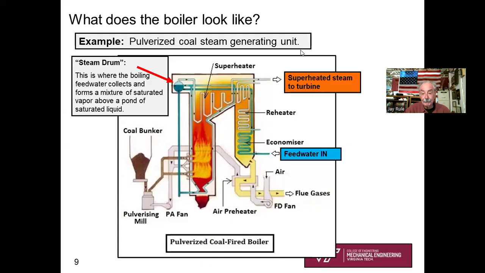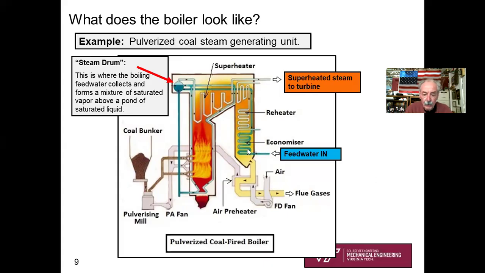Now, this is an example of a huge piece of equipment. This is an example of a pulverized coal steam generating unit. So this would be much higher Q dot, much higher mass flow rate than what I showed you coming out of that packaged boiler. So probably many times greater, both on the Q dot H side and the m dot steam side. And so let's see what we have here.